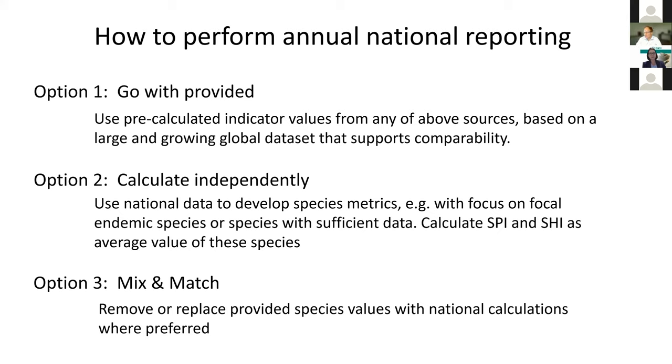And then the SPI and the SHI is simply the average value of these species for which you were doing this assessment. Finally, you could do a mix and match approach, where you remove or replace provided species values with those that you prefer to calculate yourself. So you mix and match as you prefer.